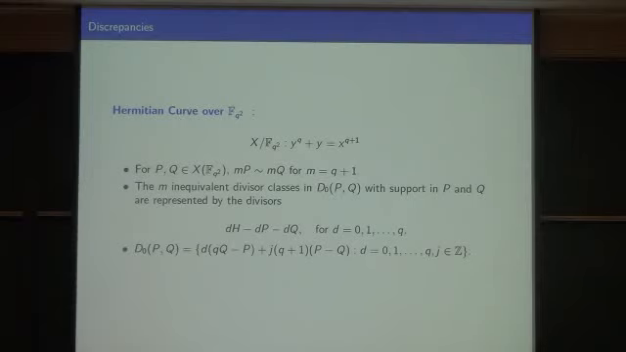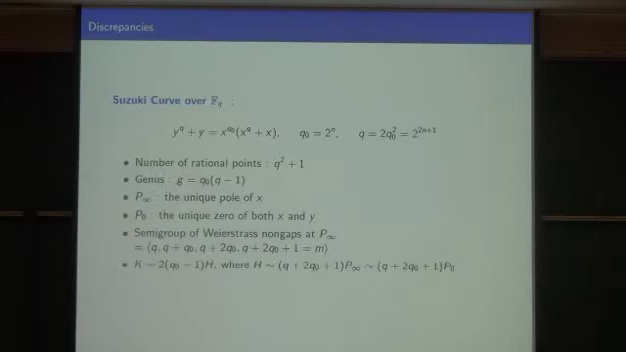And the m equivalent divisor classes of D0PQ are given as this. Okay, so here H is the intersection divisor of a line, which is Q plus P infinity or (q+1)P0. Right? So we know the exact discrepancies. The discrepancies are given like this. And what about Suzuki curves?